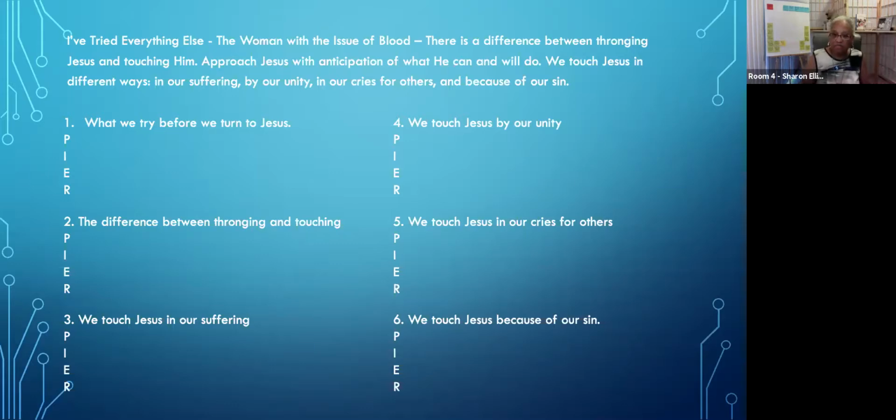All right. Now, if you build out each one of these sections in the chapter by using this PIER, right? You're going to bring your audience in to what it is you're talking about. You're going to move them to do something about what you're talking about.